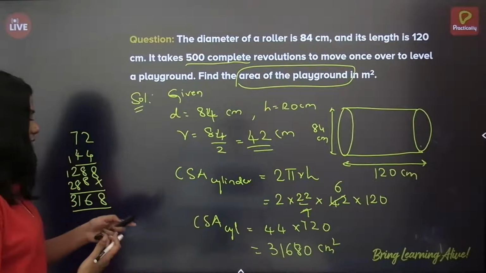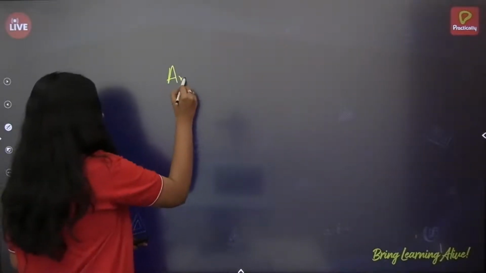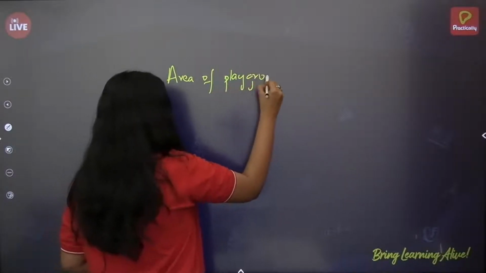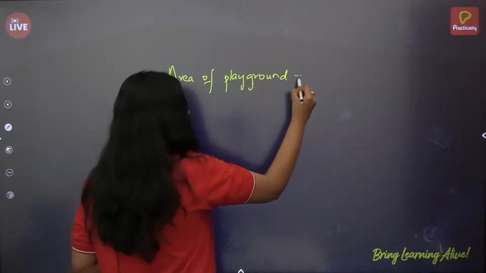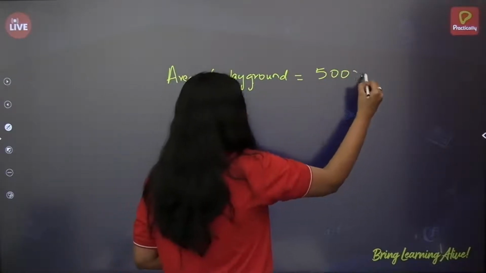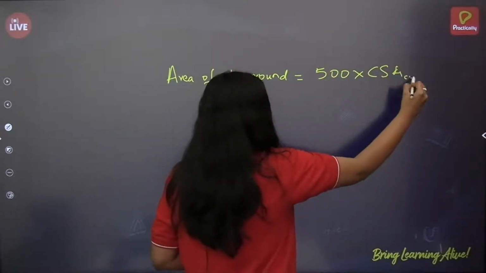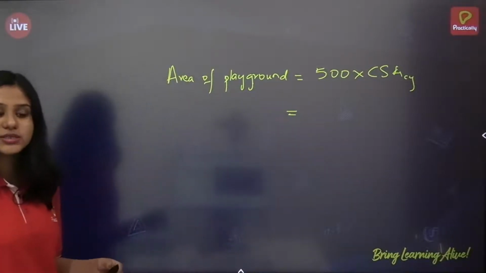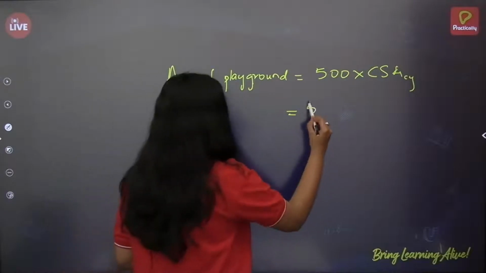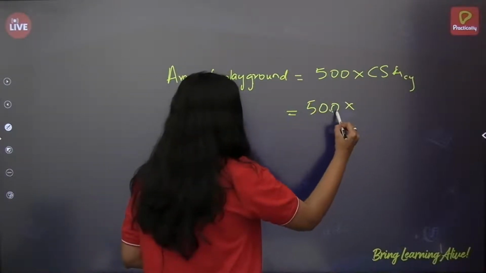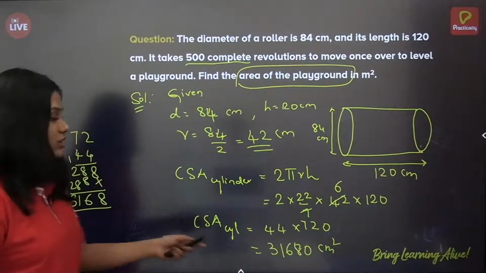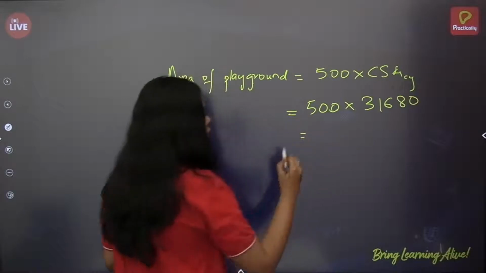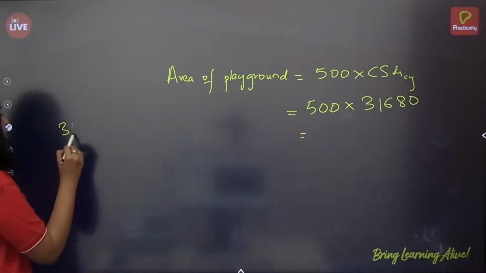Now let us move and solve it. Area of playground equals 500 into CSA of cylinder, correct? Obviously. Yes, very good. 500 into, what is the curved surface area? We got 31680. Come on, let us find out what is the answer.